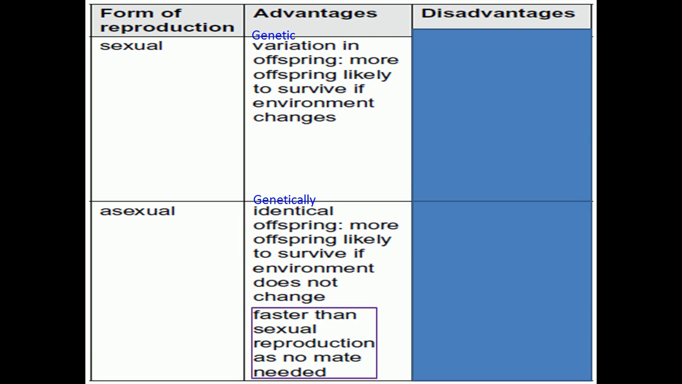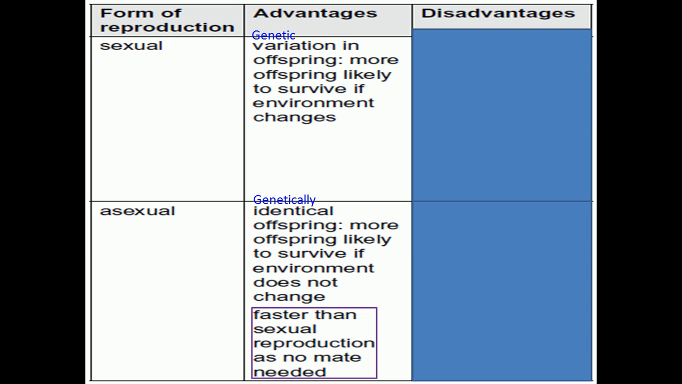The advantage of asexual reproduction is that it is faster than sexual reproduction as no mate is needed. Another advantage for asexual reproduction is that more offspring are likely to survive if the environment doesn't change. This is because if the parent is already well suited and adapted to survive and thrive in the environment, because the offspring are genetically identical, they will also be well suited and adapted to survive and thrive in the environment.